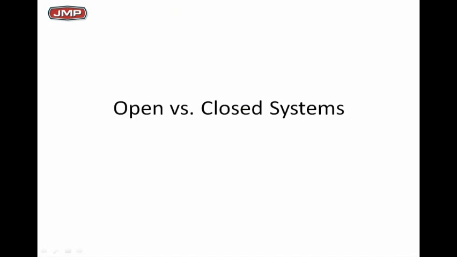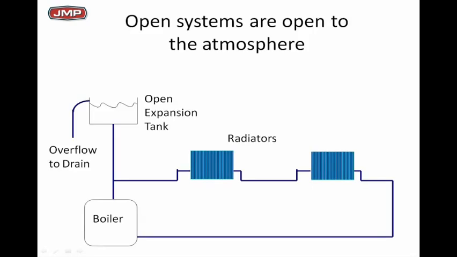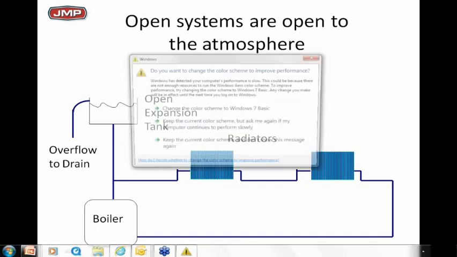So we got to start at the beginning. The beginning would be open versus closed systems, and trying to understand real quickly the difference in the two. And probably the best way to do that is to give you a little history lesson here. At one time, all heating and cooling systems were open to the atmosphere. This is a typical example of an old boiler system with some radiators.